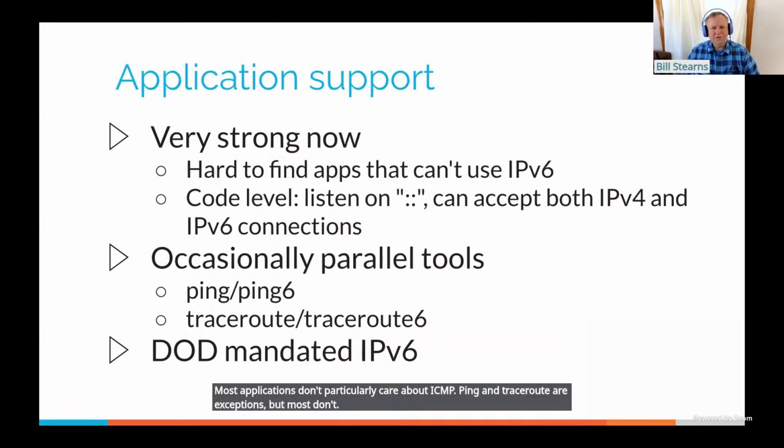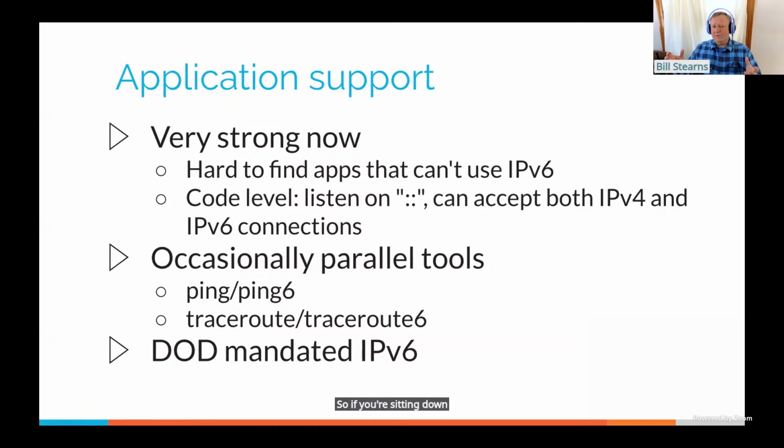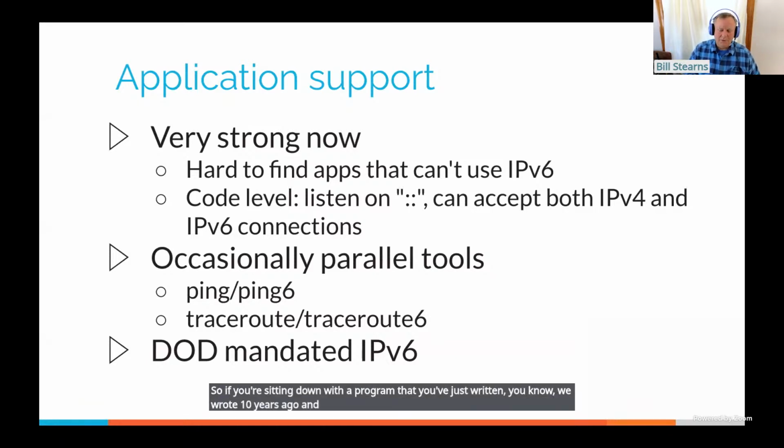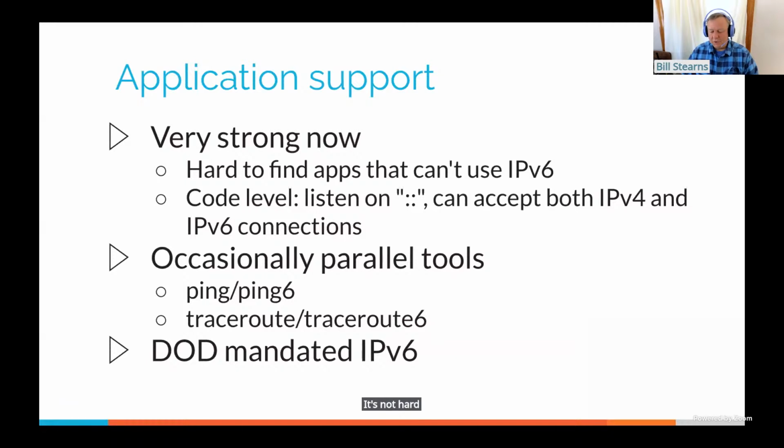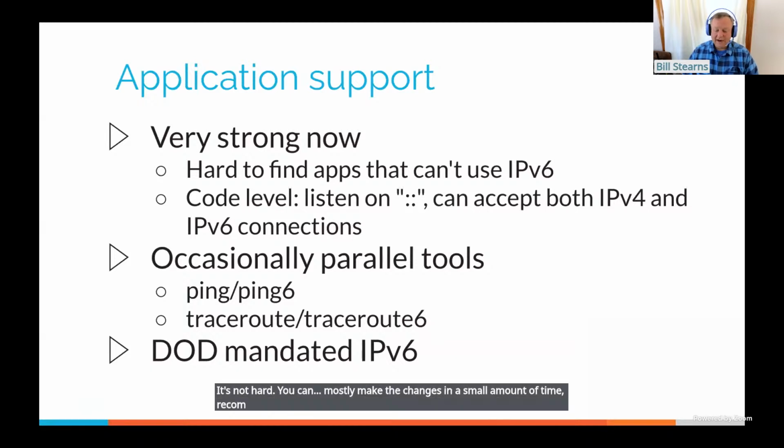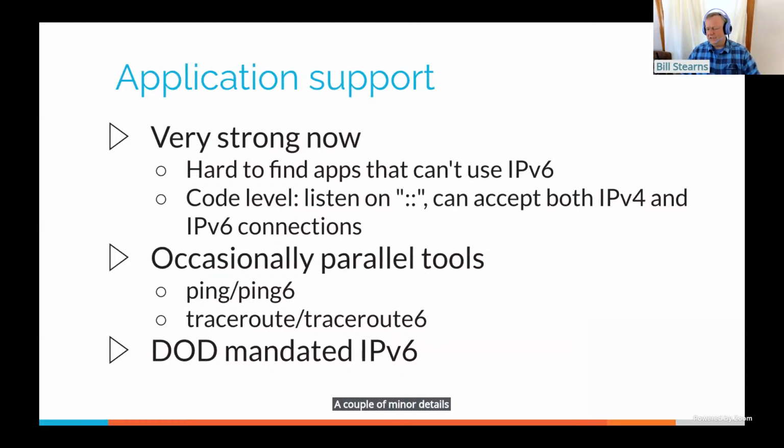So if you're sitting down with a program that we wrote 10 years ago and it only knew how to talk IPv4, and you're saying, how hard would it be to add IP version 6? It's not hard. You can mostly make the changes in a small amount of time, recompile it, and send it back out again. A couple of minor details about how you listen on ports and so on. We'll see that in just a minute.